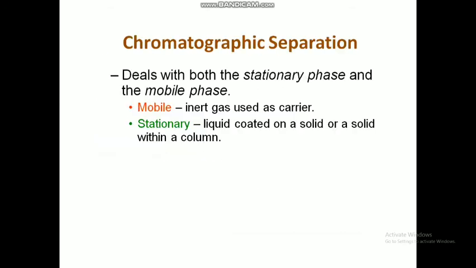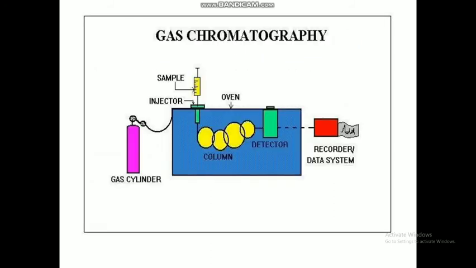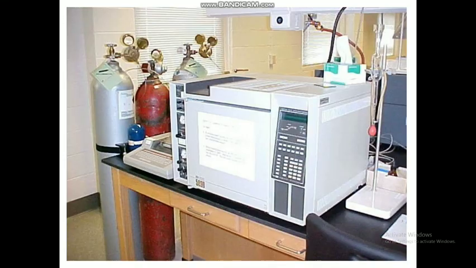This chromatographic separation deals with both the stationary phase and the mobile phase. Here, the inert gas is used as a carrier gas, the mobile phase, and the liquid coated on a solid, or the solid within a column, is used as the stationary phase in gas chromatography. This is a schematic diagram of a gas chromatograph, and this is an official instrument of gas chromatography.